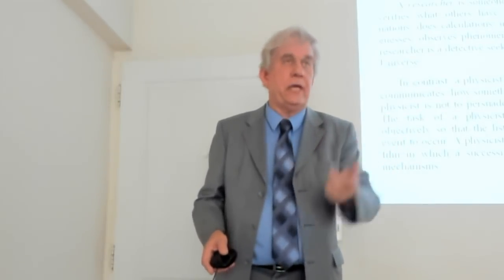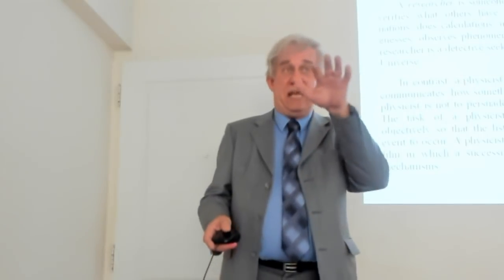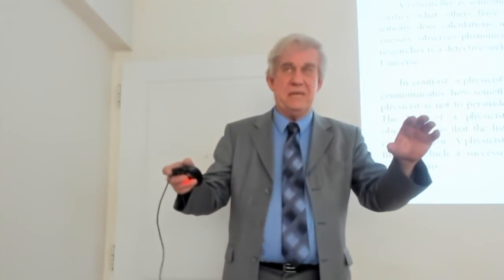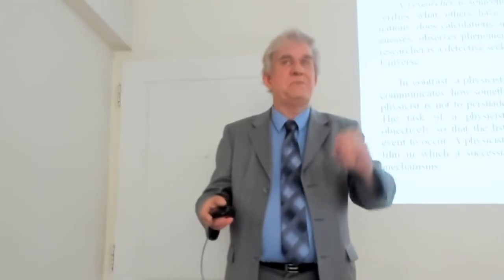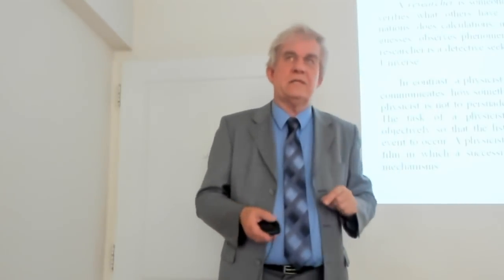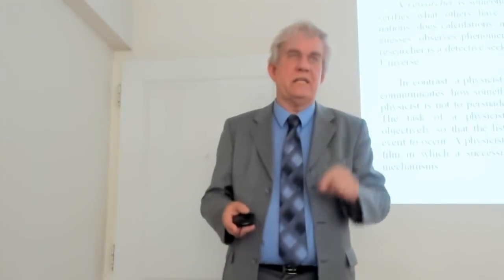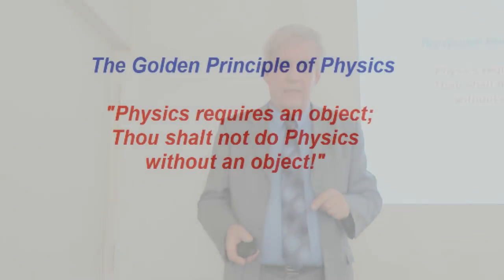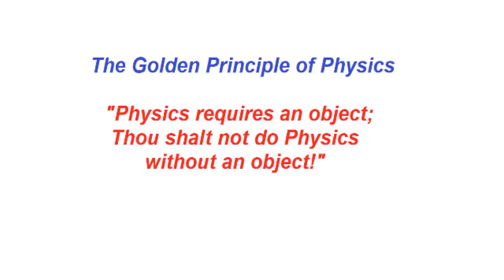Say, okay, I see what you're saying. But to say that there's absolutely nothing between two magnets, then you're putting spirits. You're putting magic in there. You must put something between two magnets. Otherwise, you have not explained the mechanism. Okay, and I arrived at the golden principle: physics requires an object. A simple principle so profound that it really should blow you away if you really understand it. Thou shalt not do physics without an object. You can't do physics without an object.